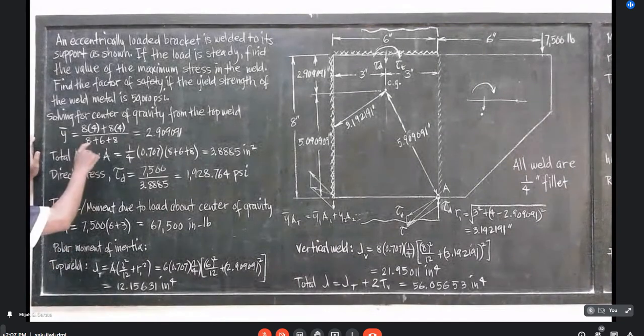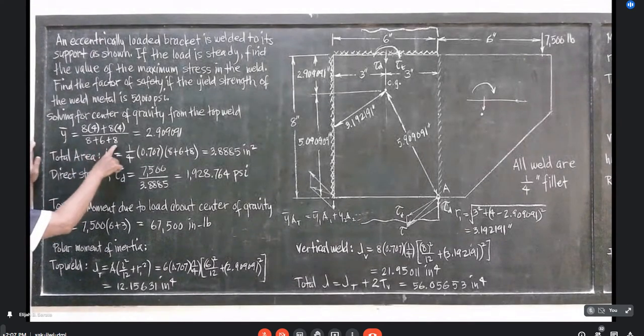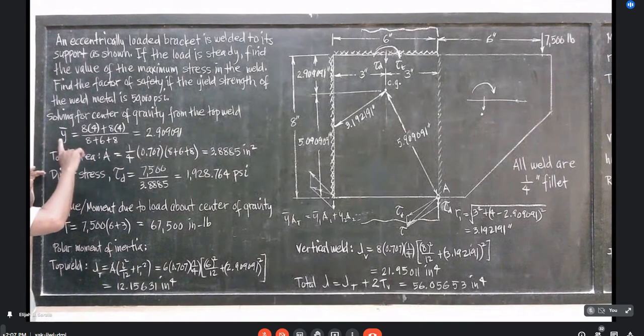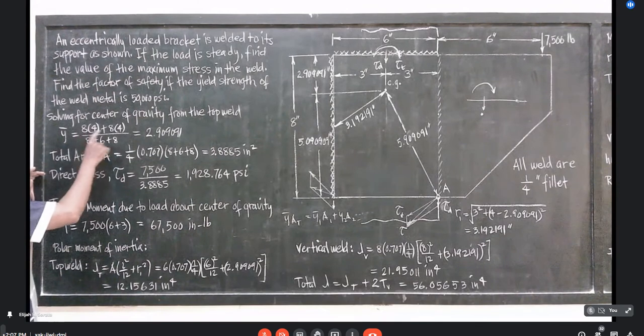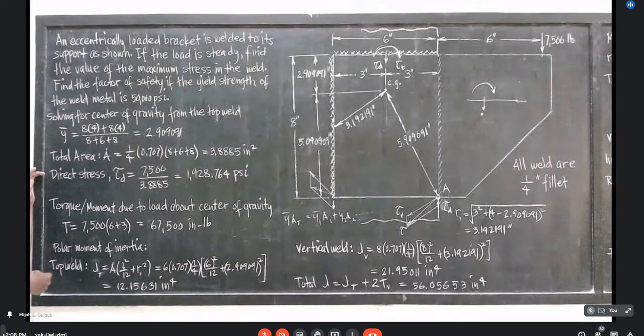So the 8 here, the 6 and the 8 are already the lengths, but they represent the areas because we have cancelled the 0.707 times 1/4. The 8 here and the 8 here are also the lengths, but they represent the areas. We have cancelled this 0.707 times 1/4.